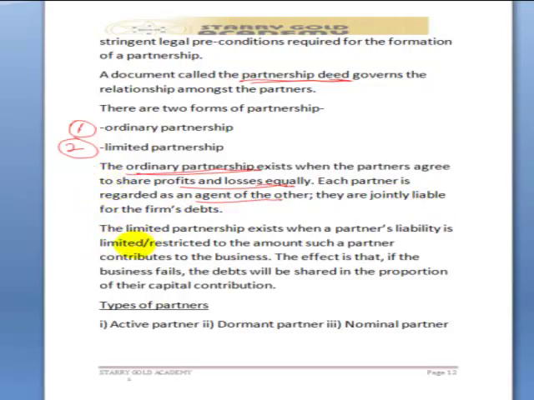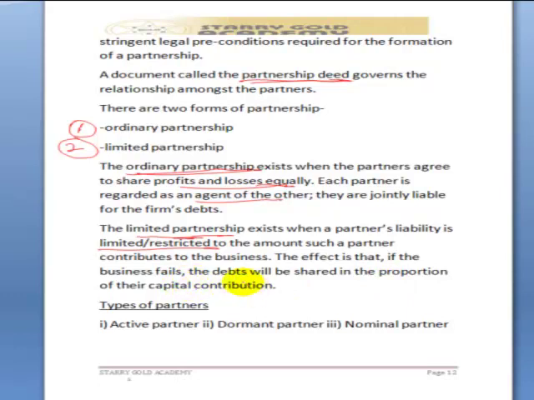Let's take the second form of partnership, that is limited partnership. The limited partnership exists when a partner's liability is limited, this is very important, limited or restricted to the amount such a partner contributes to the business. The effect is that if the business fails, the debts will be shared in the proportion of their capital contribution.